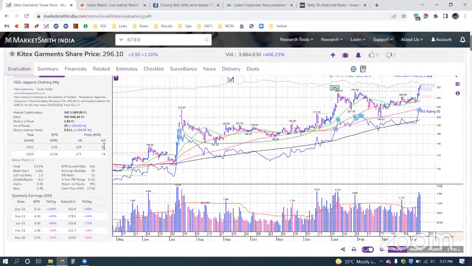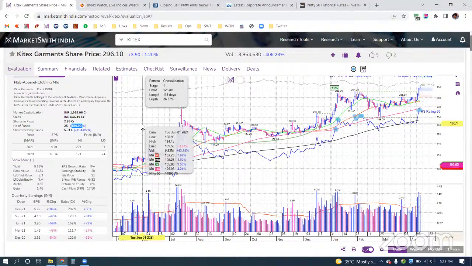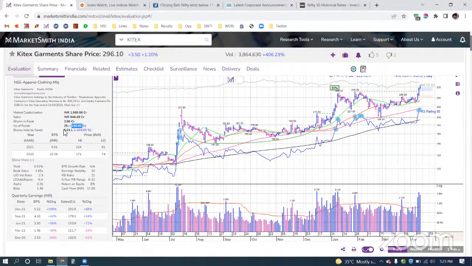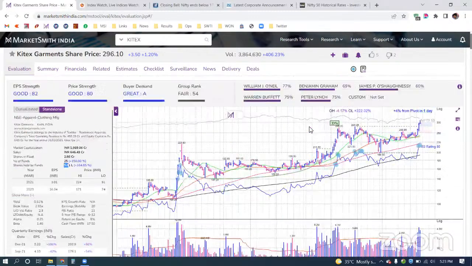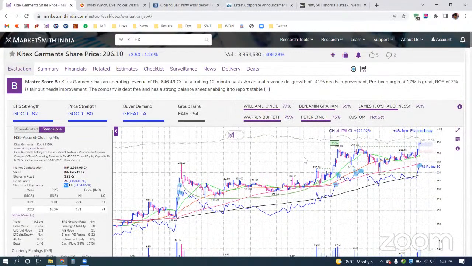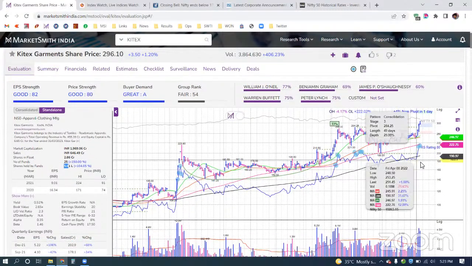Other aspects about the company: the number of funds has increased, even though it is just 25, but for a 2000 crore market cap company, that is a very good number, and it has increased around 150% on a quarterly basis. Also, the shares held by institutions have increased about 100%, more than doubled, indicating good sponsorship for this stock among institutions. But today's action is not so good.